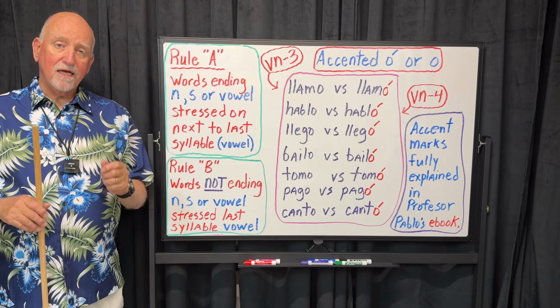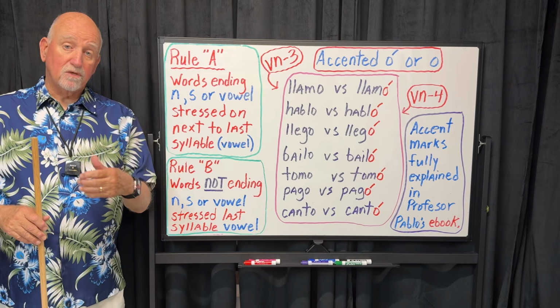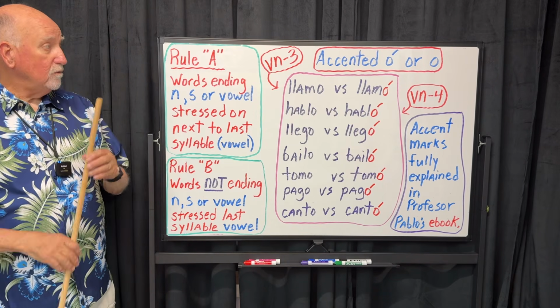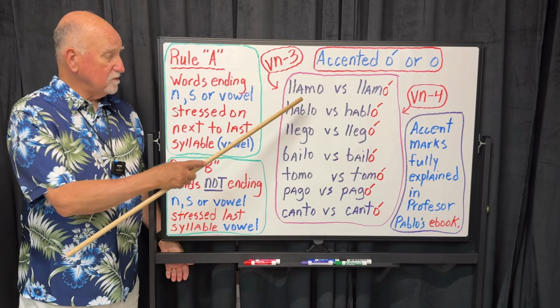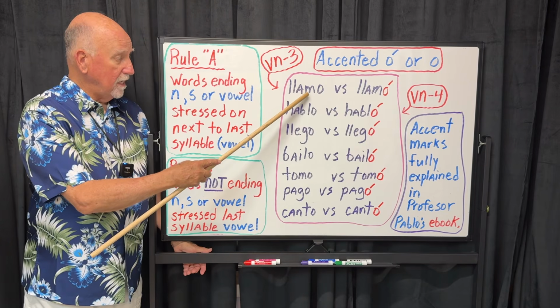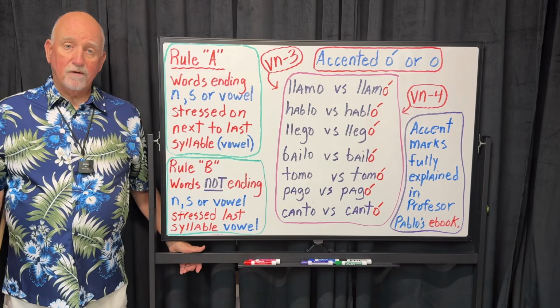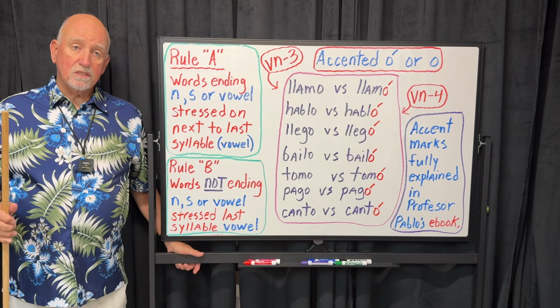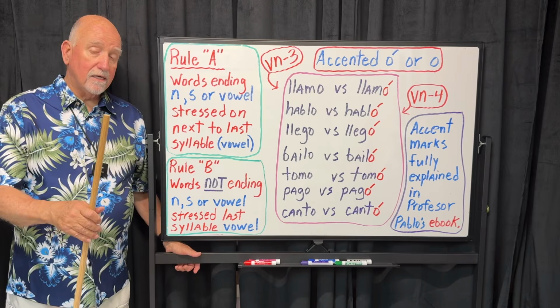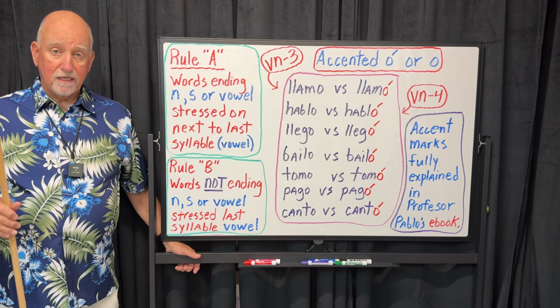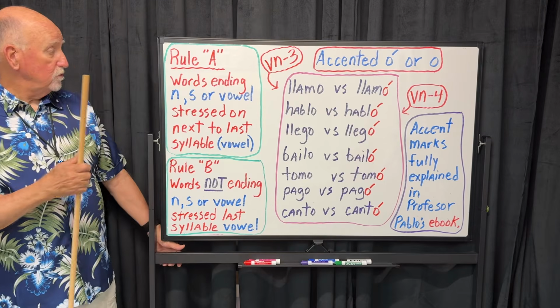Okay, our lesson today is a response to a request from one of our co-learners, and he wants to know what's the difference between llamo, double L, A, M, O, and llamó, with the accent mark. So accent marks are for when you write and for when you read. Accent marks are there for a reason. I'm going to tell you right now that there are two rules.